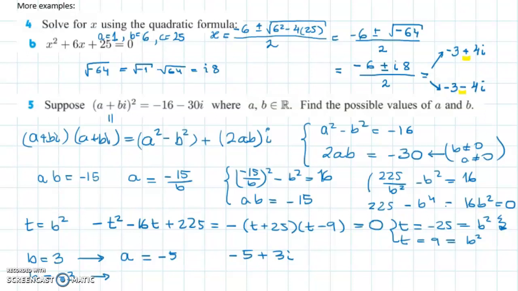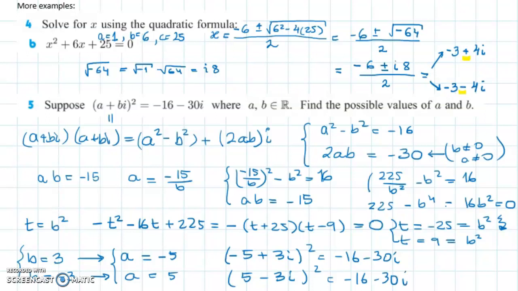And if b is negative 3, then a is going to be 5. So the other option is 5 minus 3i. So the possible values for a and b are the ones we found over here. And you can check if you want that each of those options squared gives us the result that we want. If you feel you need to do some operations with complex numbers, try this.